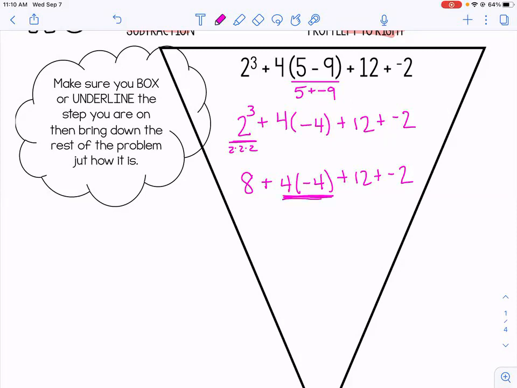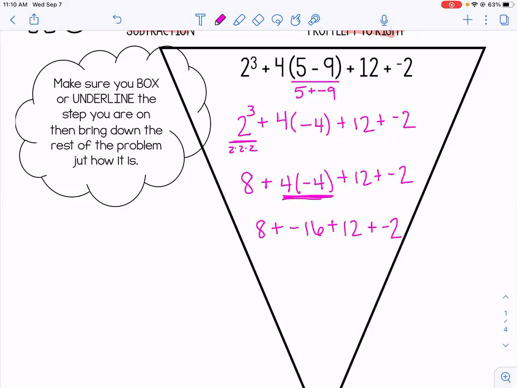Cordell, what is 4 times negative 4? Negative 16. Good. So we have 8 plus negative 16 plus 12 plus negative 2.